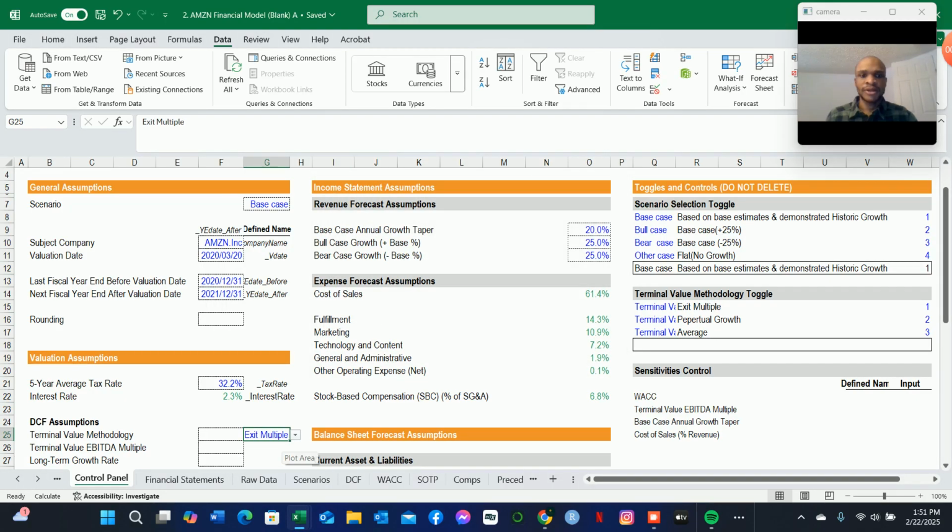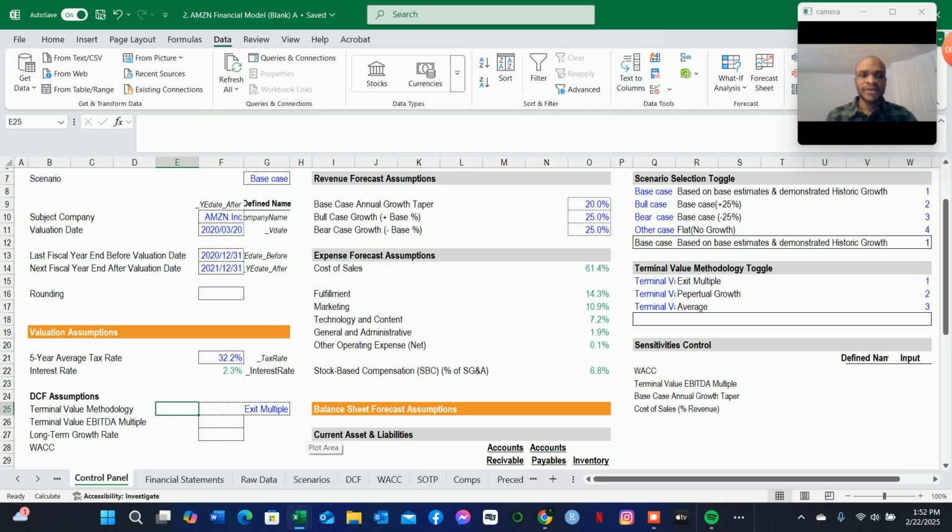So we can toggle between those different methodologies. If we want the average, we can include the average. If we want the exit multiple, we could just include the exit multiple.